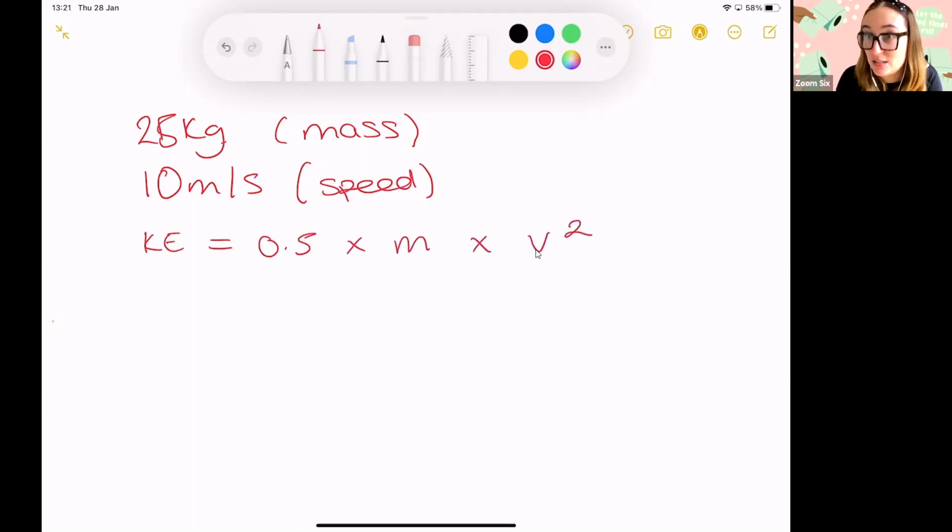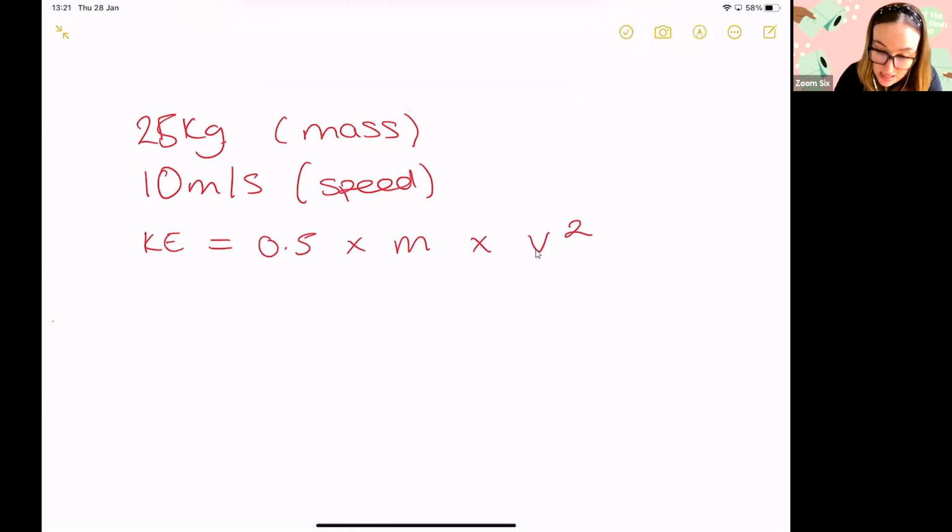Now remember, the next line in my working out will be the rearranging. And we need to think, do we need to actually rearrange this equation? And actually we don't, because the question asks us for kinetic energy. So we're just going to keep it as it is. We're then going to plug in the numbers. So we're going to write 0.5 times my mass, which is 25. And I've been really lucky here because I don't need to change that mass into grams because it's already in kilograms, which is exactly what we want.